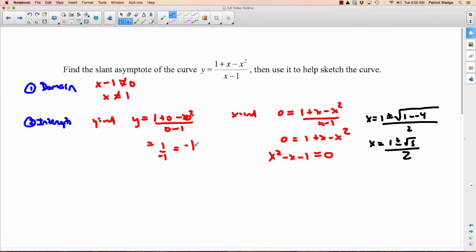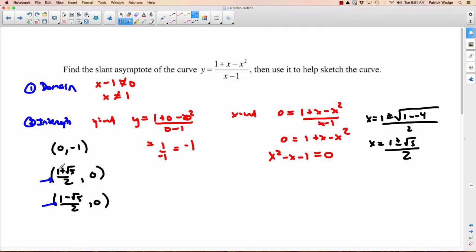So if we were going to summarize our intercepts, we have a y-intercept at negative 1, that means 0, negative 1, and we have two x-intercepts. One's at 1 plus root 5 over 2, comma 0, and the other one's at 1 minus root 5 over 2, 0. And needless to say, you're going to have to take your calculator out and figure out approximately what these values are equal to, because when we graph it, that's not very useful.